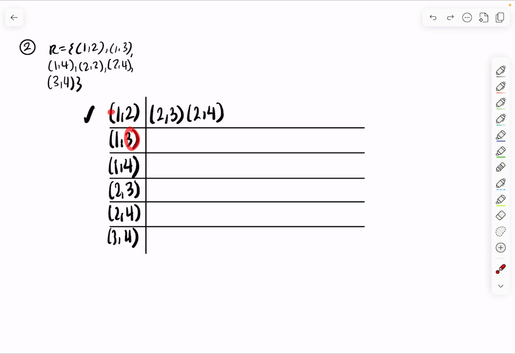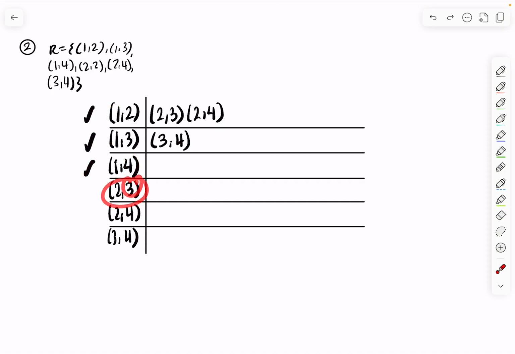There's a 3 here. Do you see any coordinates that start with 3? Yes, this one. So this is going to go here. Then you ask yourself, look at the outskirt values. Is there a 1, 4 in this relation? Yes, there is. You're done with everything in the row. Move on to the next. Here you have a 4. Do you have any points that start with 4? No. So by default, it's a check.